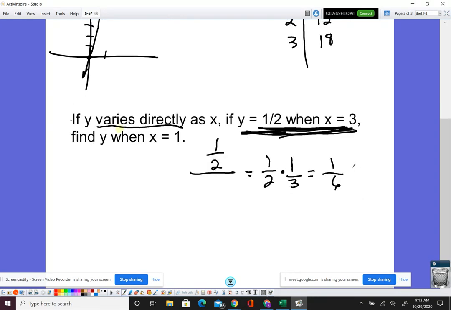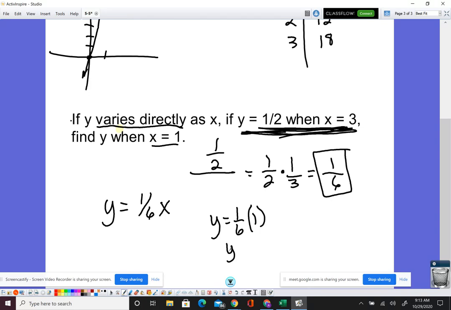Once we have that constant of variation, that's also our slope. So our equation is y equals 1/6 x. Now we plug in that x value equal to 1. So y equals 1/6 times 1, and y equals 1/6. Okay. So that is the other way that they can present it in words. You create your constant of variation from the given points and plug it into your equation. Remember, you're not going to have a y-intercept because it varies directly. So it's just that simple equation there.